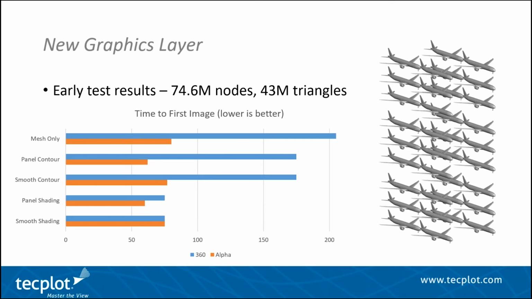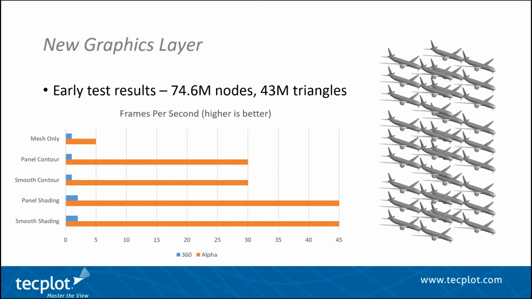If we go to the next plot and look at frames per second, this is once the data has been delivered to the card and you're interactively rotating the plot. In all cases, the alpha, the orange bars, is better; the higher the bar, the better. We're going from about 2 or 3 frames per second with panel shading and smooth shading all the way up to 45 frames per second. So you're going to get much better interactive performance with this new rendering layer.